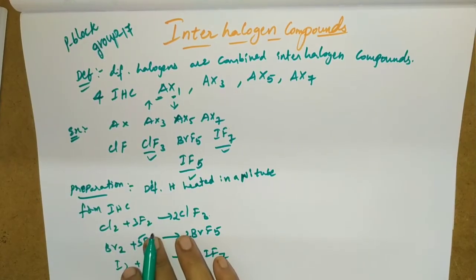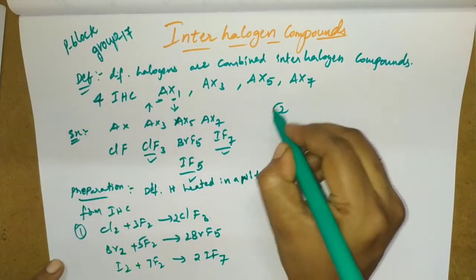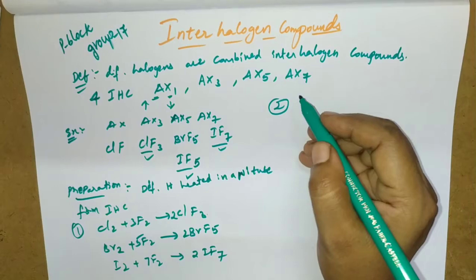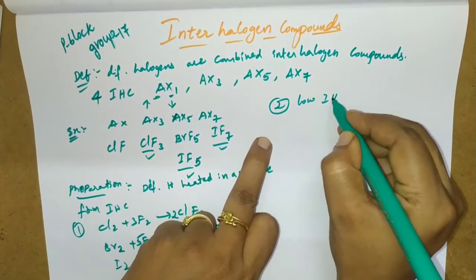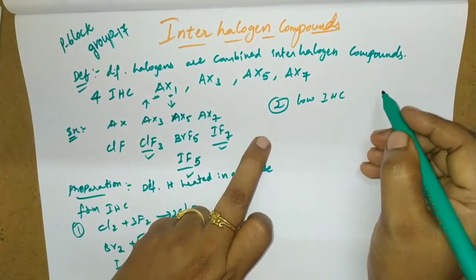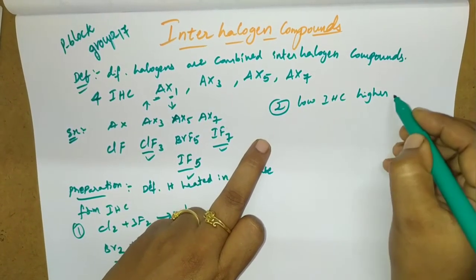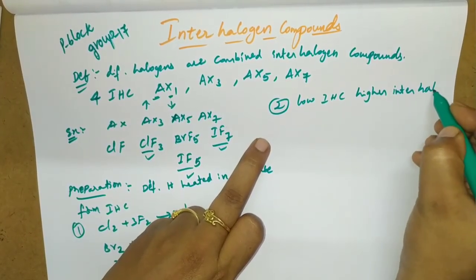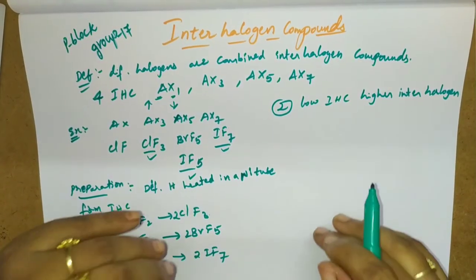So next, another method is also there. This one is the first method. Another method: lower interhalogen compounds are heated with halogens to form higher interhalogens. That means lower interhalogens are not always low.